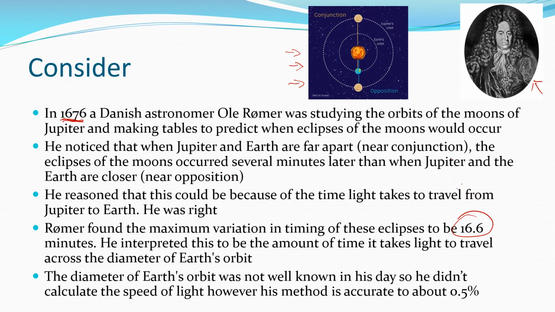So when we're close to each other, there's that small distance the light's got to travel, but when we're on opposite sides of the sun, it's a far bigger distance, and the difference is this radius of Earth's orbit. And he worked out that if that was a difference of 16 minutes, then that was the time it took light to travel that distance. So if you know the radius of Earth's orbit, you can calculate the speed of light. Now back in his day, we didn't really know much about the radius of Earth's orbit, didn't know it that accurately, but his method for calculating is accurate to within 0.5%. So that's pretty good reasoning.